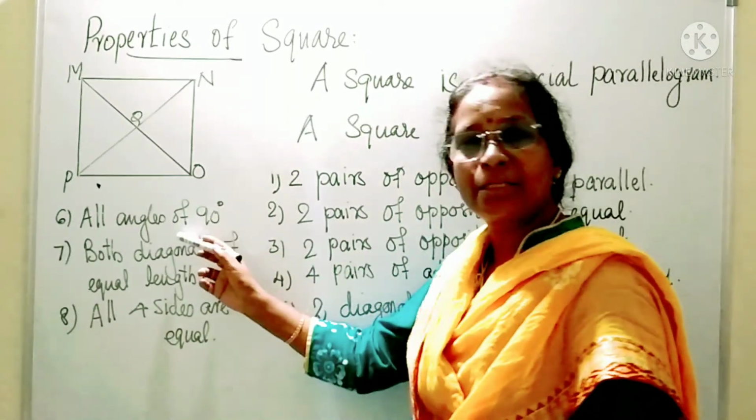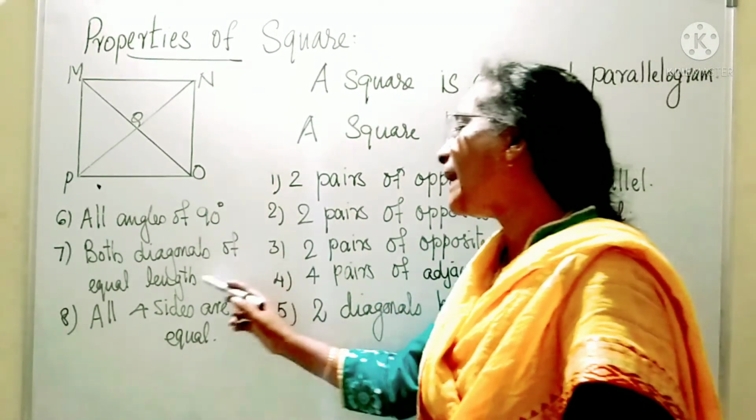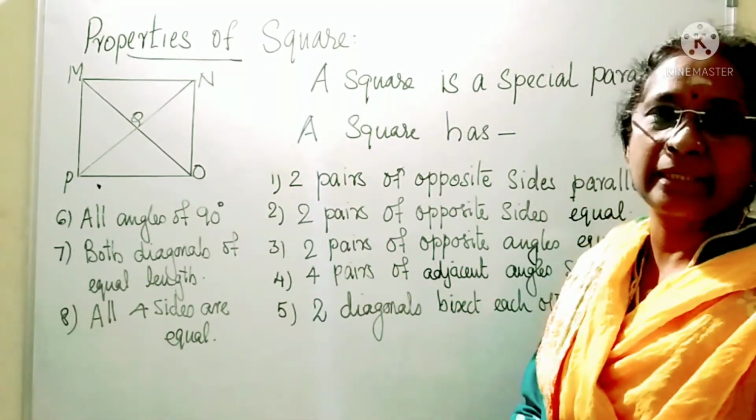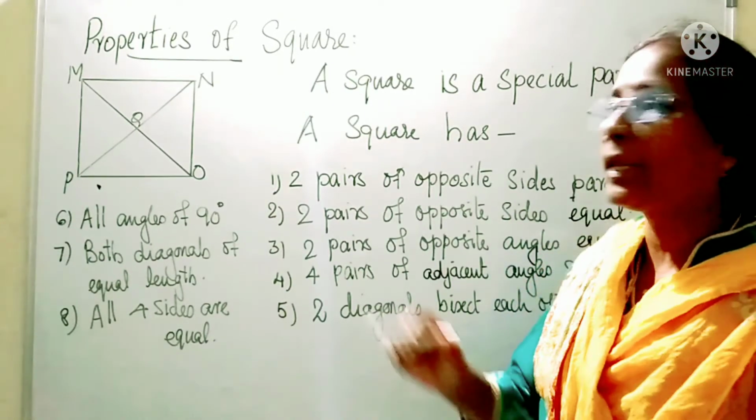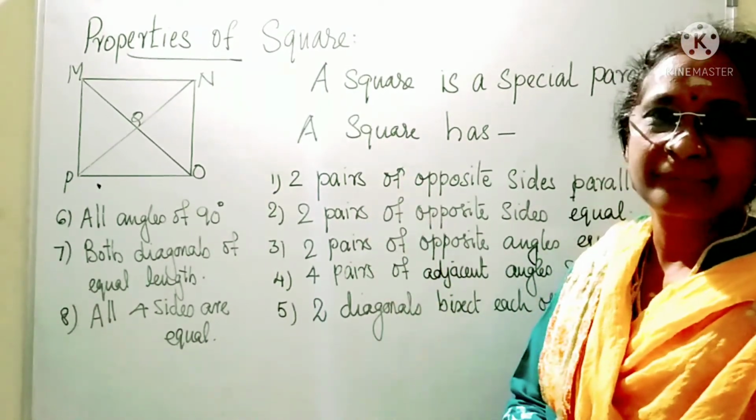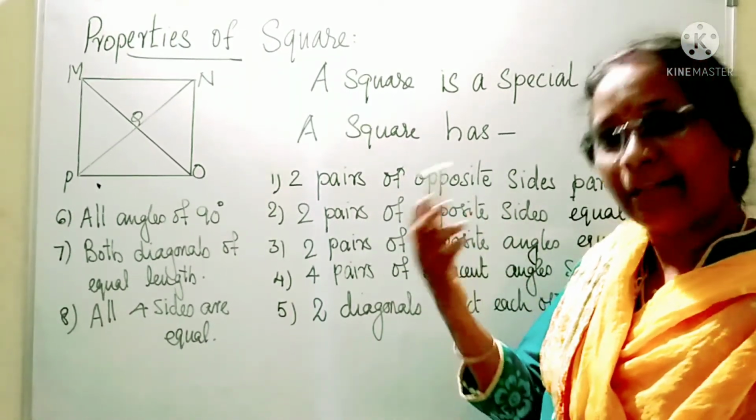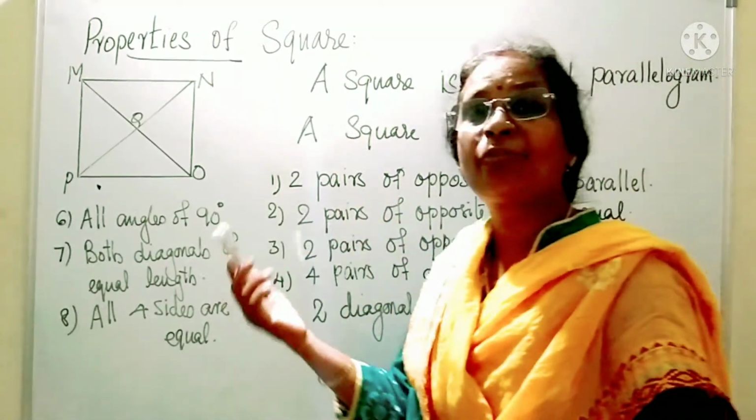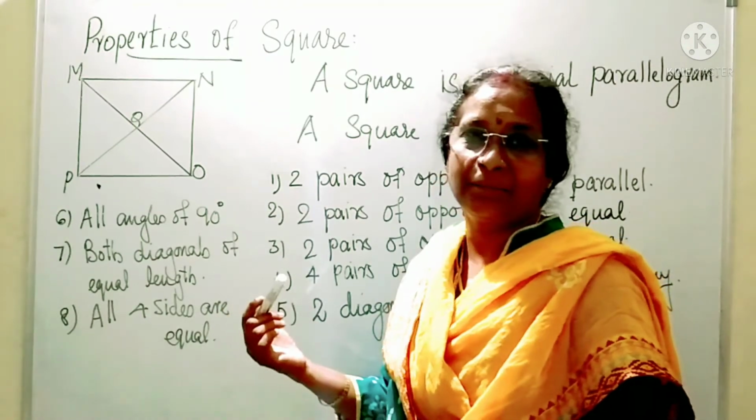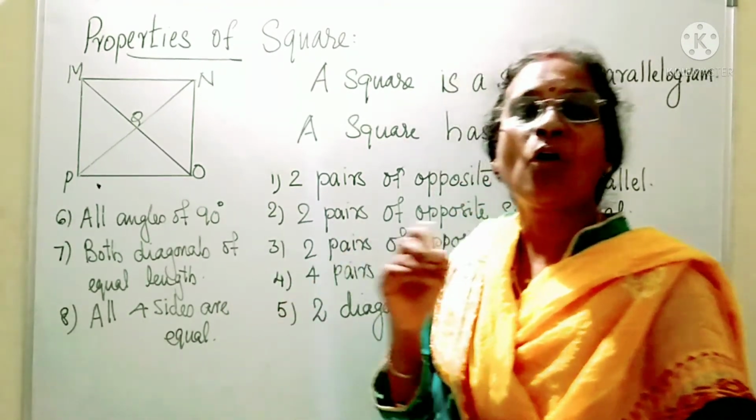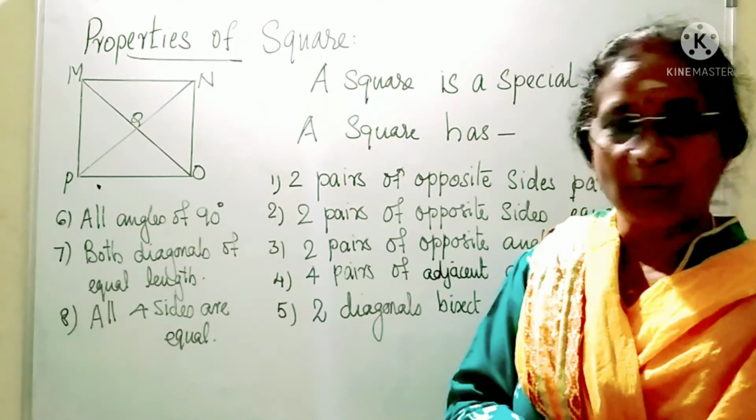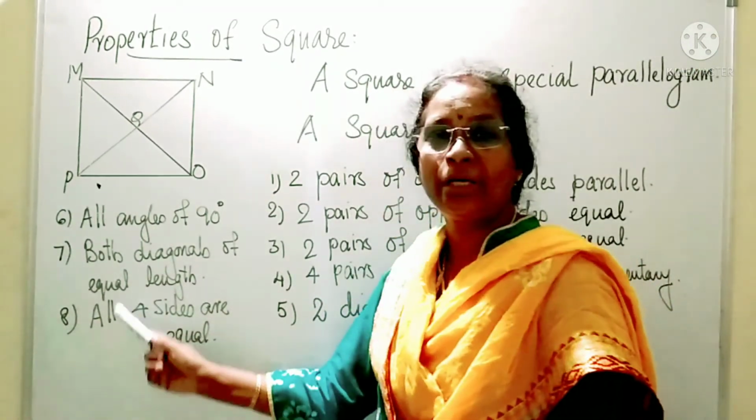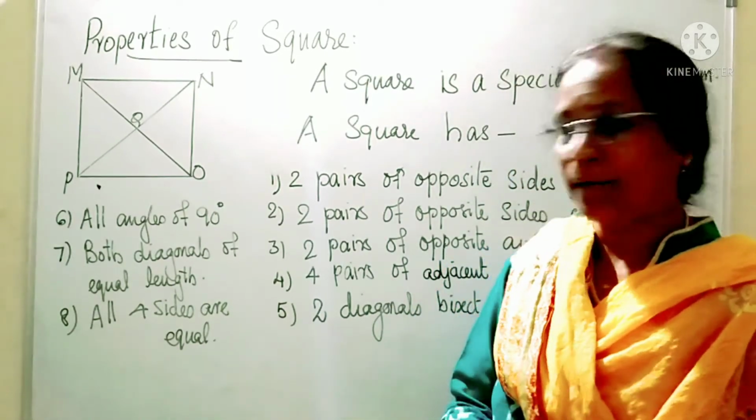Also, all angles are of 90 degrees and both the diagonals are of equal length. Okay, these properties are all there. What is the special property of a square? We know it unknowingly, we have told it also. What is the special property which is not there for a rectangle? Which is that property? All 4 sides are equal. So, this property makes the square a special rectangle.